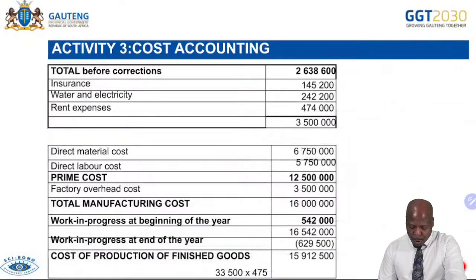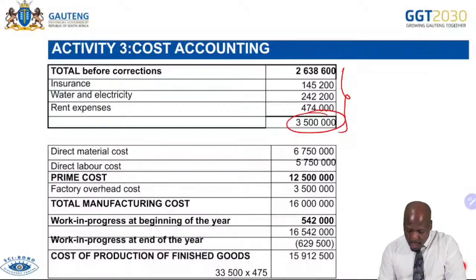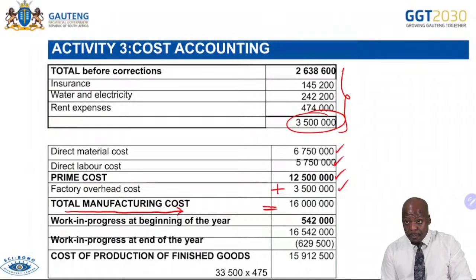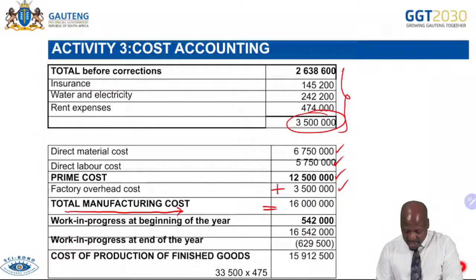Remember we have done this one and then we got the 3.5. So remember here with our direct material and our direct labor, we have the prime cost. We come and add our fixed overhead, which is 3.5. Then we end up with 16 million, which is our total manufacturing cost. Remember, terms are very important. Total manufacturing cost, 16 million.